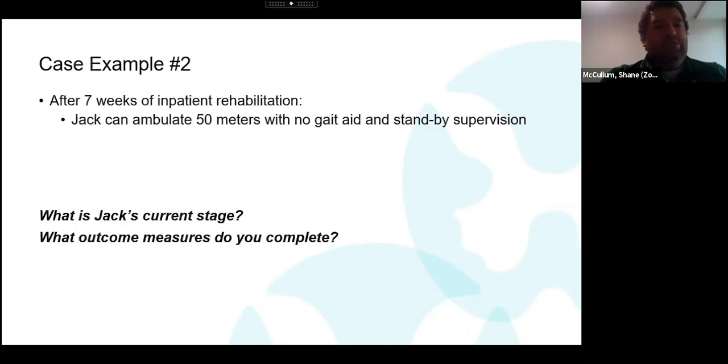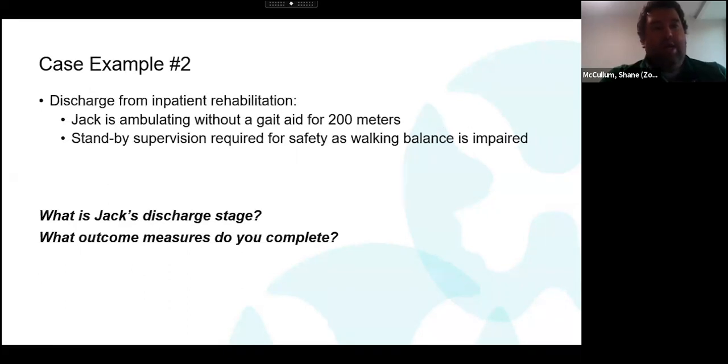And then we move on to discharge for Jack. At this point, he's ambulating without a gait aid for 200 meters, requiring standby supervision for safety as walking balance is impaired. So if you look down at 3C, he actually meets the threshold for distance required for 3C, but the fact that he still requires standby supervision would mean that his stage is actually still a 3A because he is not walking independently at this point in time.